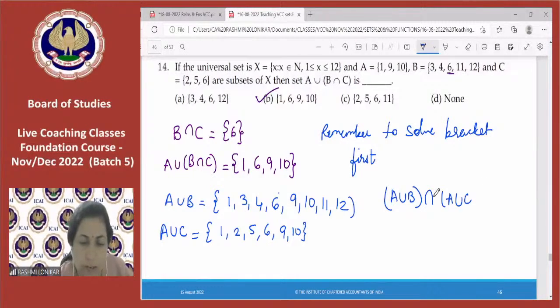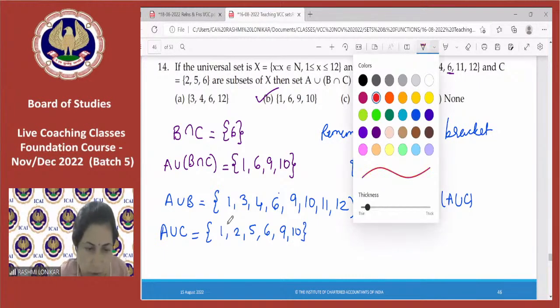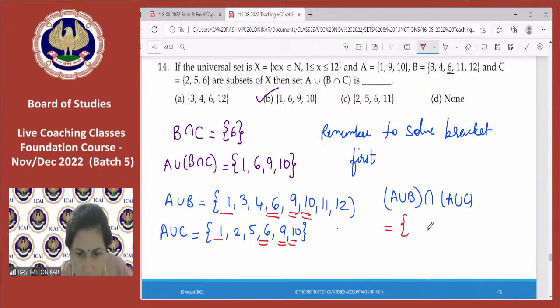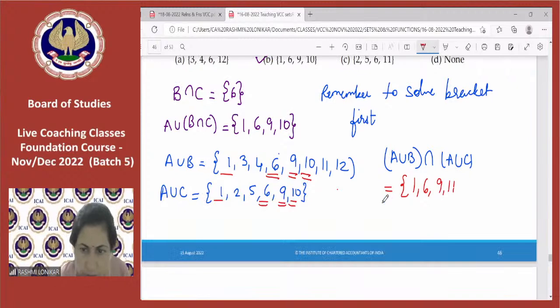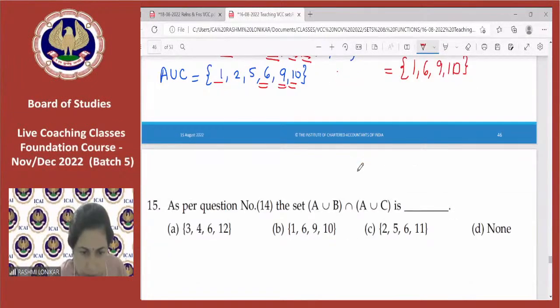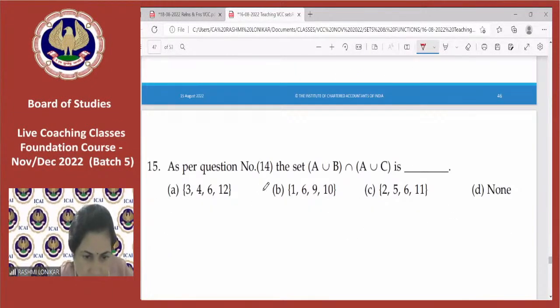So I want to find out the intersection. Intersection means what? Which are the common elements? Okay, let me check the common elements. 1 is common, then 2, 3, 4, 6 is common, 9 is common, and 10 is common. So I have this to be equal to 1, 6, 9 and 10. In this case, B will be the correct answer. 1, 6, 9 and 10.